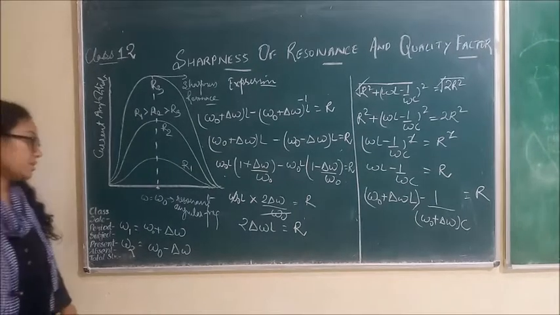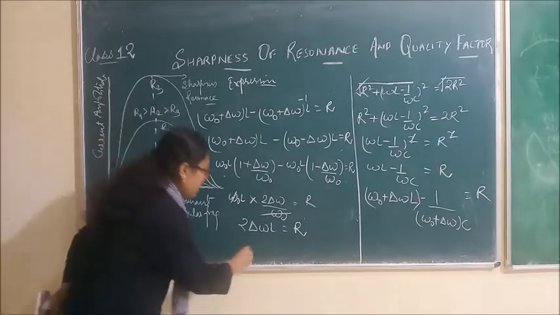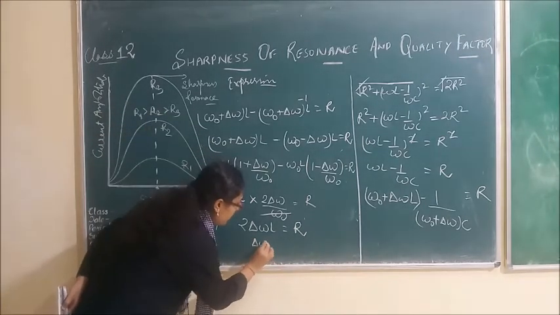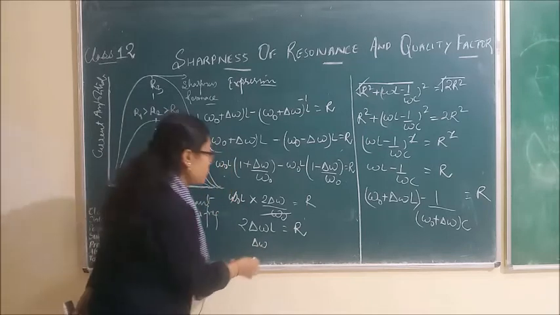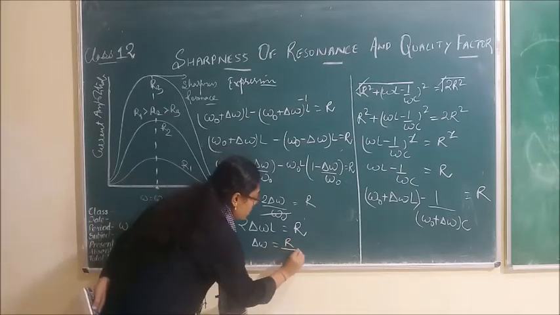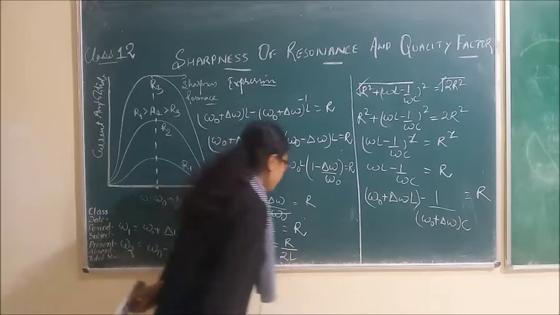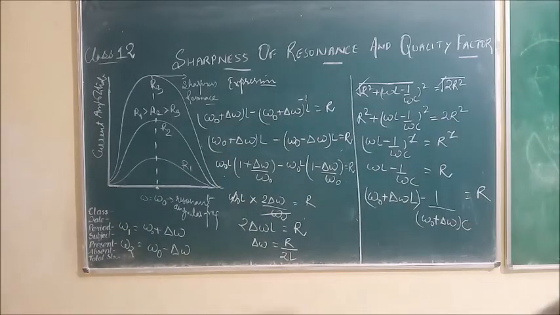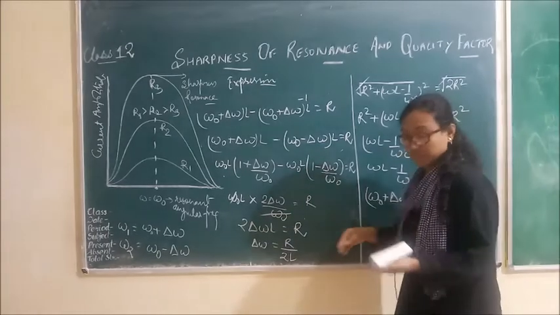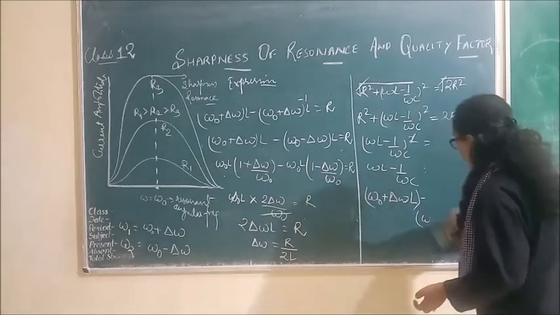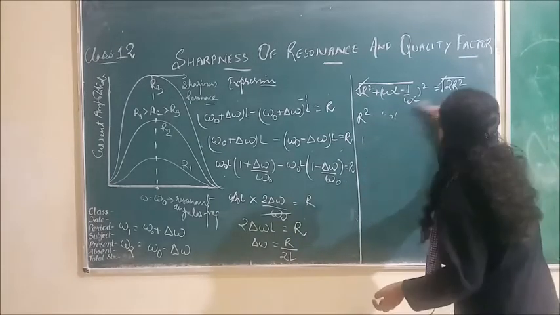Clear student? Now the last is del omega. Sorry, I am writing down and down. R upon 2L. ध्यान से देखो इसको, फिर इसको रब करना पड़ेगा। del omega क्या है? del omega is equals to R upon 2L। दिख रहा है? अब इसको रब करते हैं, because we have to write more and more.